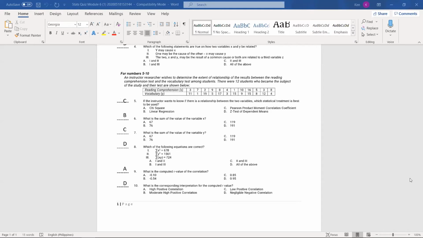8. Which of the following equations are correct? 1. The sum of x squared is equals to 678. 2. The sum of y squared is equals to 1561. 3. The sum of x and y is equals to 724. D. All of the above.